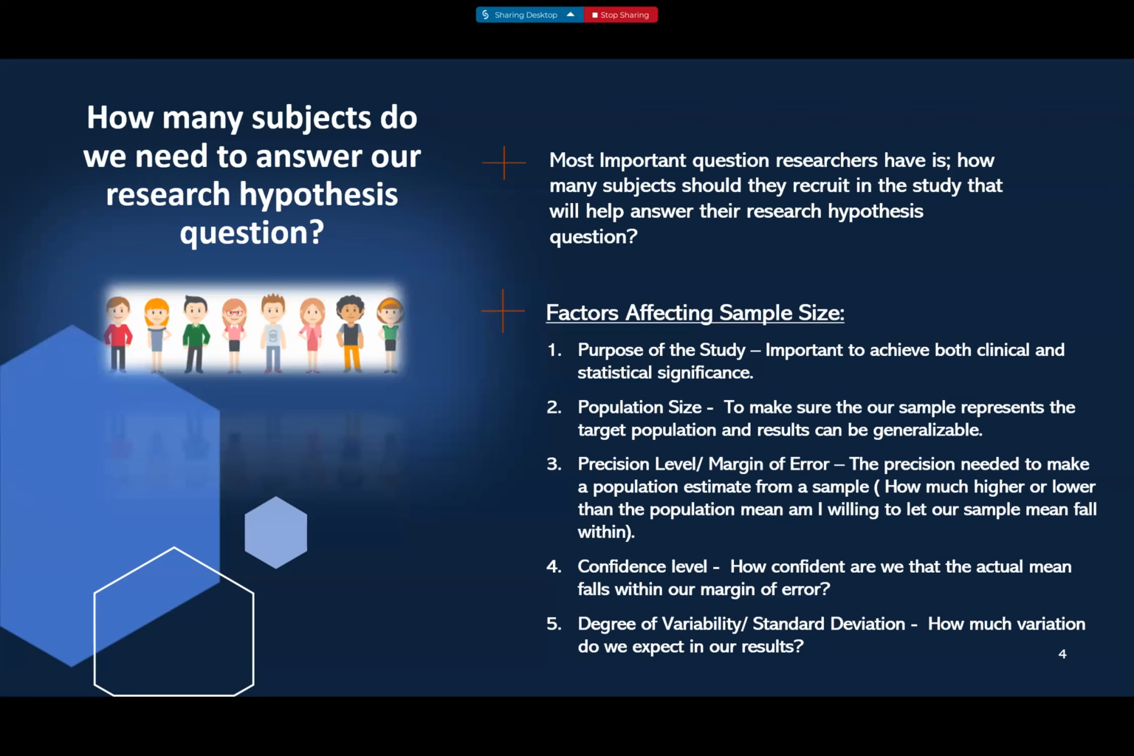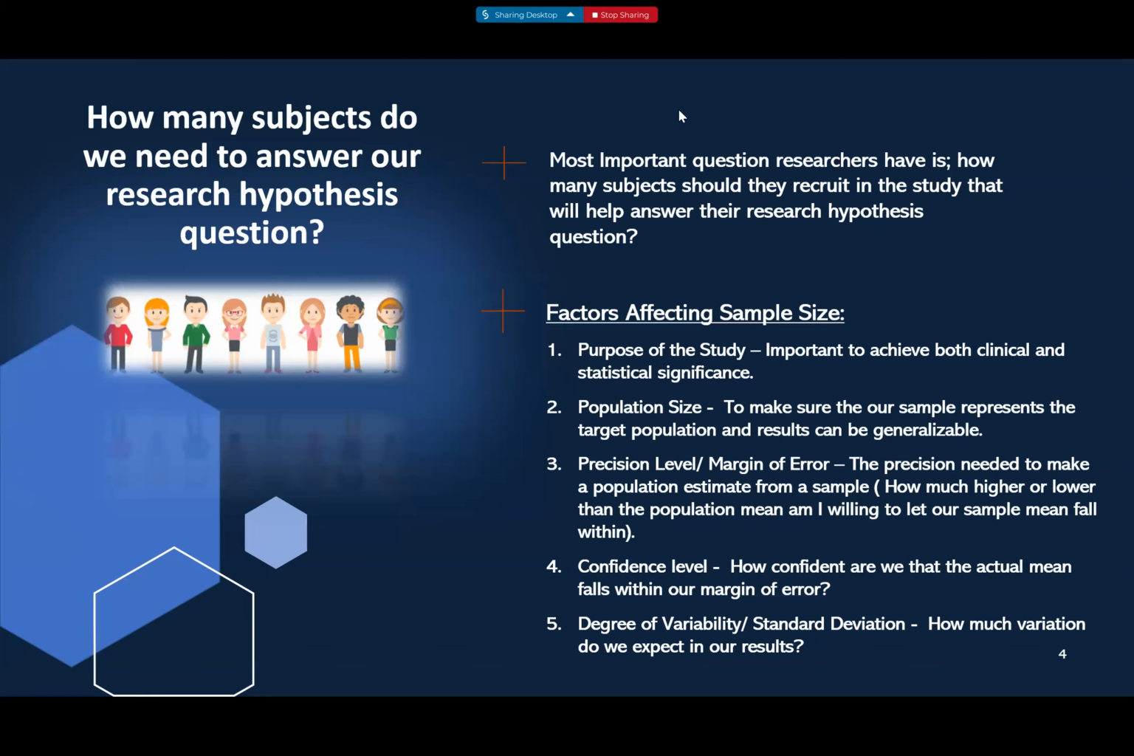The second factor is population size. We want to make sure that our sample represents the target population. And so the target population that we're interested in, we want to make sure that our sample can be generalizable towards that target population. Third factor is the precision level or the margin of error, the precision needed to make a population estimate from a sample. So for example, how much higher or lower than the population mean am I willing to let our sample mean fall within a range? And then confidence level, how confident are we that the actual mean falls within our margin of error? And then lastly is the degree of variability or standard deviation.